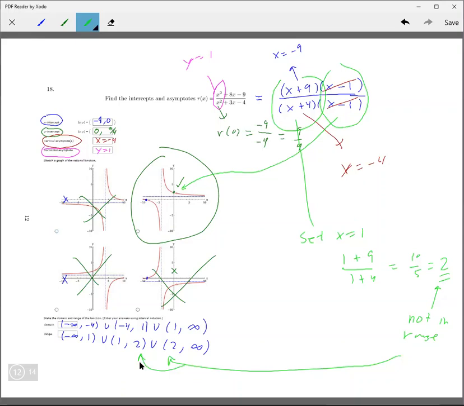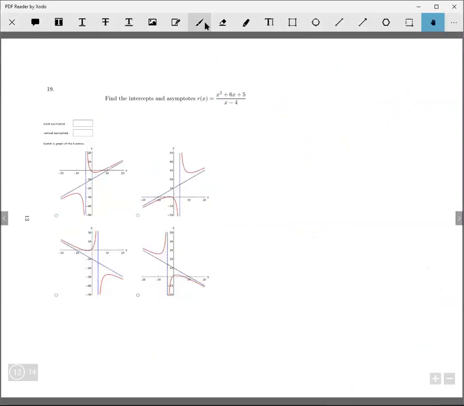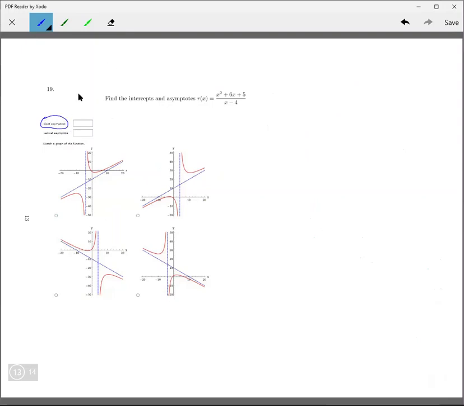Okay, one more problem. Almost there. Okay, one more problem. Find the intercepts and asymptotes. Okay, so this is a problem with the slant asymptote. Okay, so we really need to do this one. So let me show you how to find the slant asymptote.